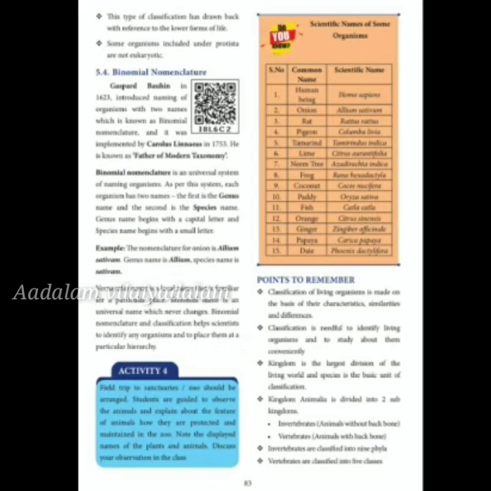Binomial nomenclature. Gaspard Bauhin in 1623 introduced naming of organisms with two names, which is known as binomial nomenclature, and it was implemented by Carolus Linnaeus in 1753. He is known as father of modern taxonomy. In this universal system of naming organisms, each organism has two names, genus and species. Genus begins with a capital letter and species begins with a small letter. The nomenclature for onion is Allium sativum. Genus name is Allium, species name is sativum. This is one of the types of naming, binomial nomenclature.